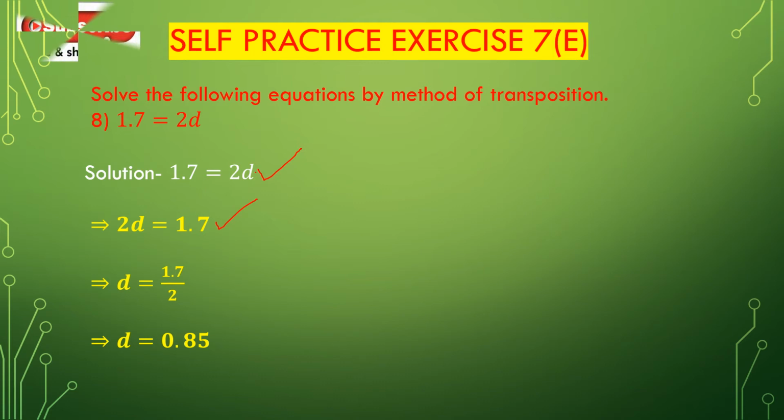Then d will be d equal to... 2 multiplied with d on the left hand side. Then this multiplication is transposed to the right hand side, and the multiplication changes to division. So d equal to 1.7 divided by 2, and 1.7 divided by 2 is 0.85. So the value of the variable d is 0.85.